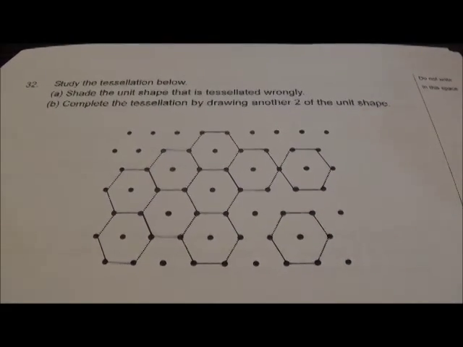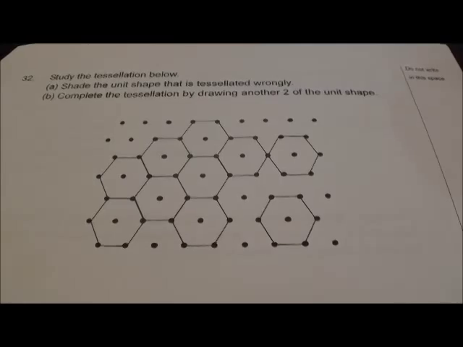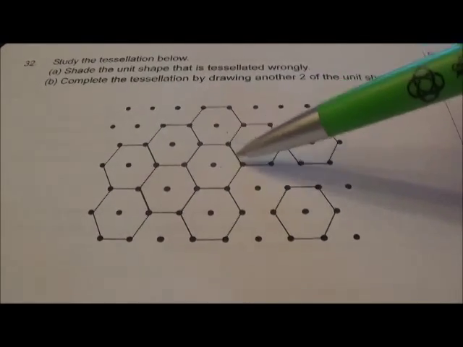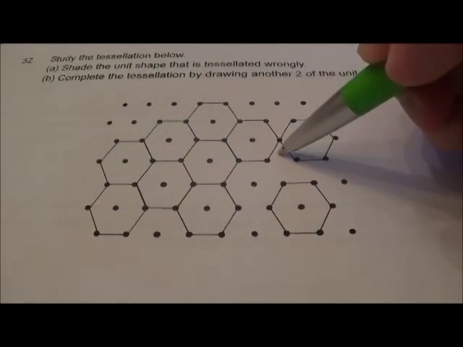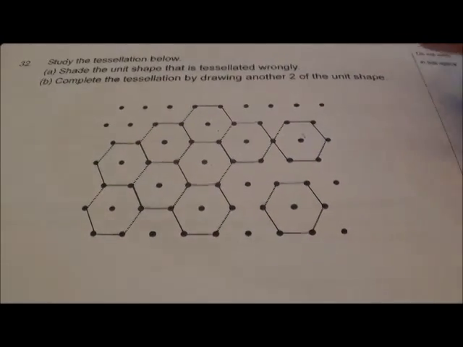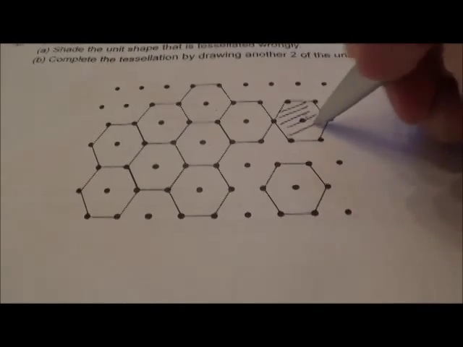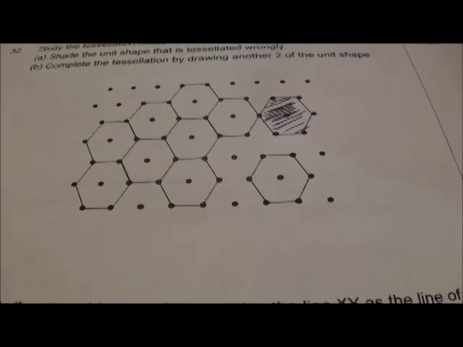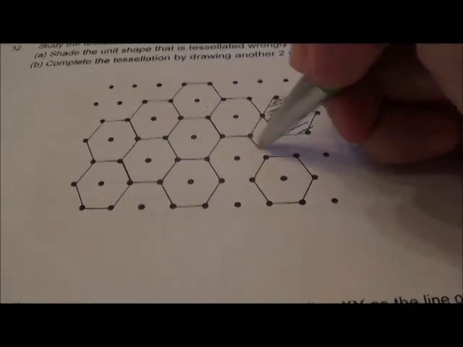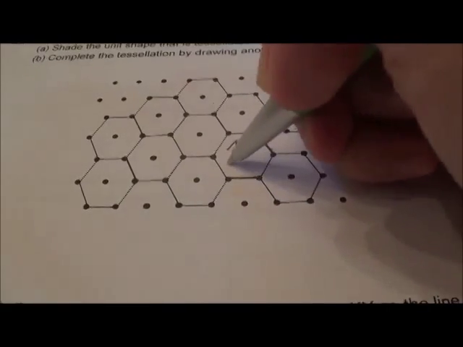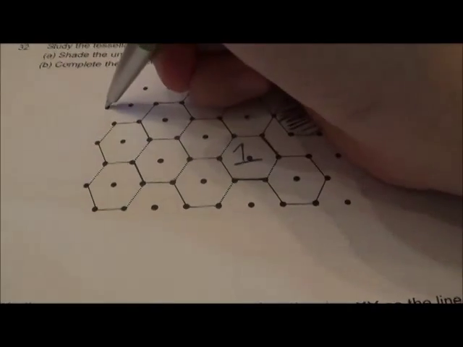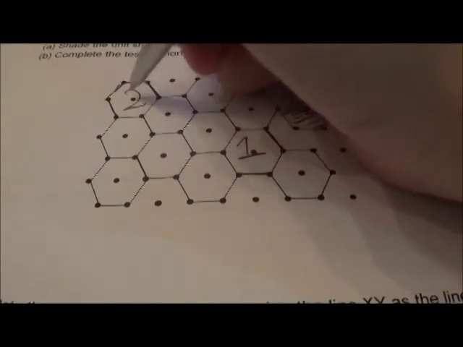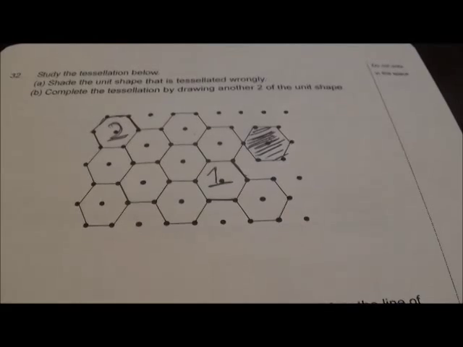Okay, question 32. Study the tessellation below. Shade the unit that tessellates wrongly. Okay, you will notice that they are always in 2s, and right in between there's no gap. But look at this one. There's a gap here. Alright, so definitely this one you have tessellated wrongly, so you have to shade this one. Next, they say complete by drawing another 2 tessellations. So you can draw one here. That is my first one. Alright, and then you can draw another one here. That's my second tessellation.